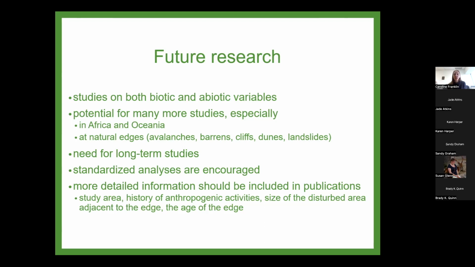More detailed information should definitely be included in publications. While performing the literature review, I was thinking about how much information was lacking. So just more information about the study area, the history of the anthropogenic activities that occurred in the study area, the actual size of the disturbed area that's adjacent to the edge, the age of the edge. This is all very useful information, especially because we know that edges change over time. So it would be really good to include these in the study descriptions when researchers are publishing their research.